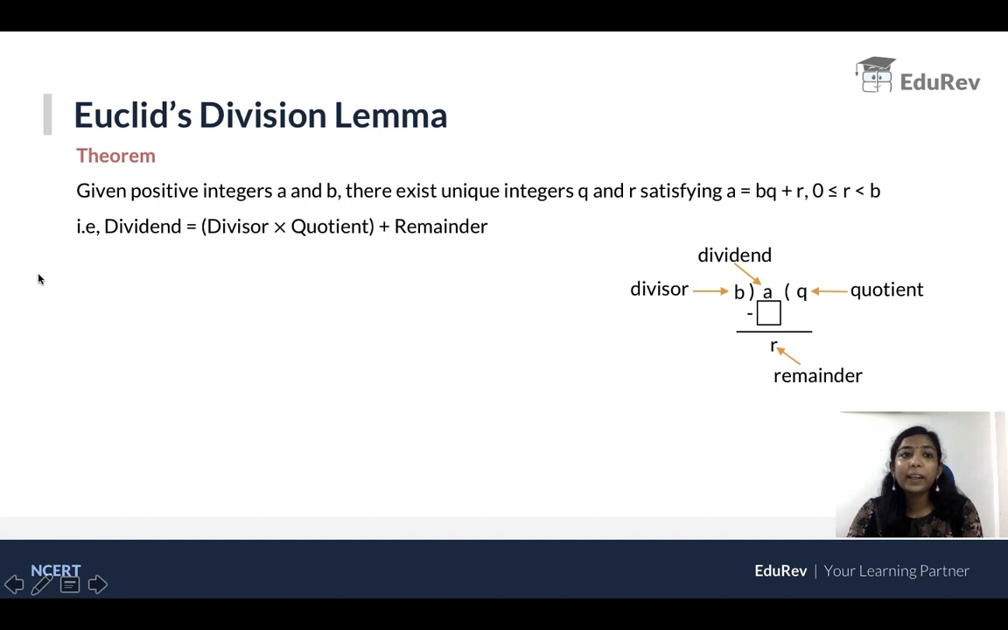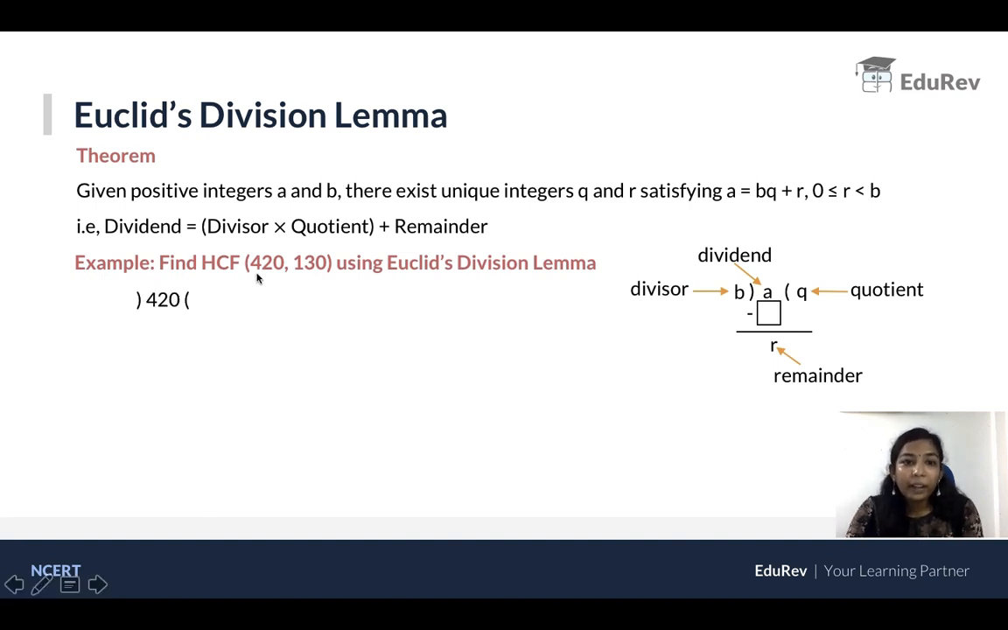I hope it is clear. And why do we use that? Or where do we use that? Generally, we use Euclid division lemma to find the HCF of two numbers. Here I'll be explaining that with an example. Find HCF of 420 and 130.